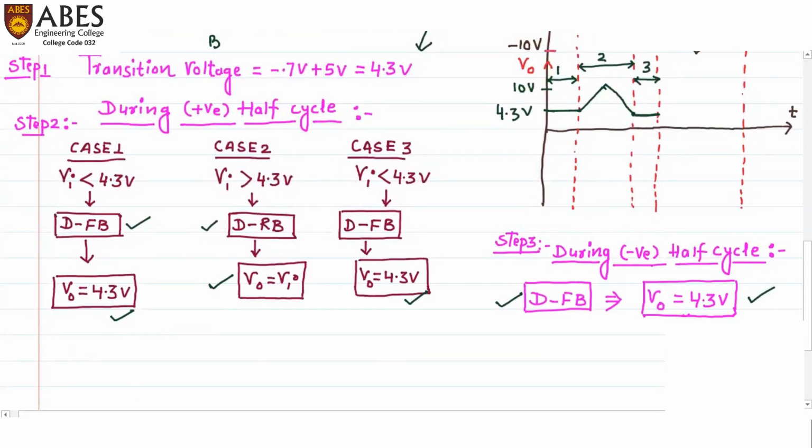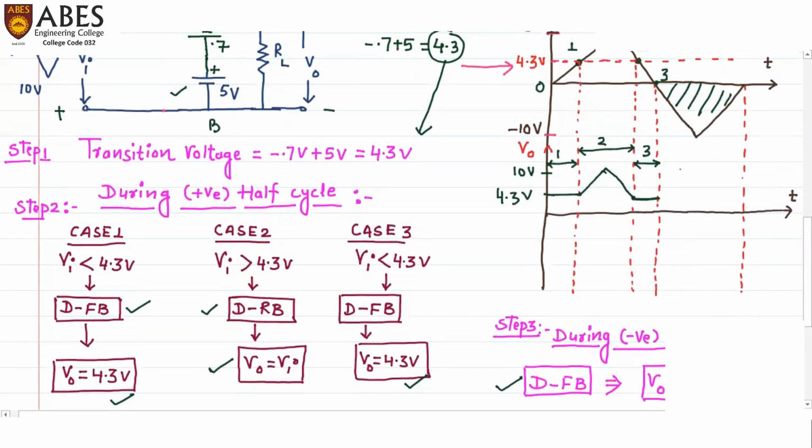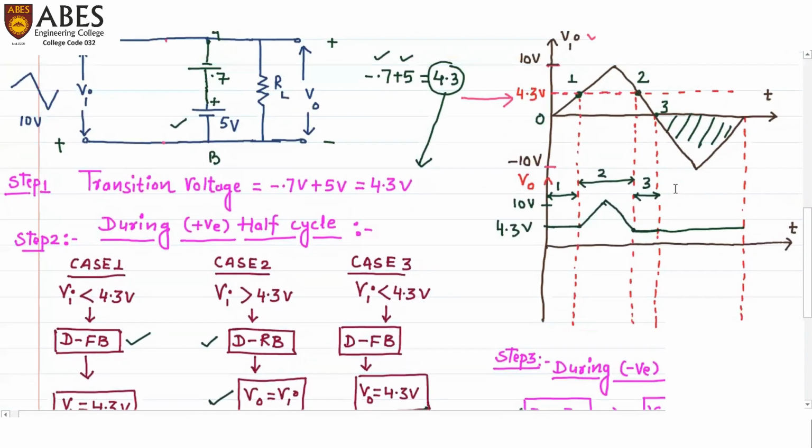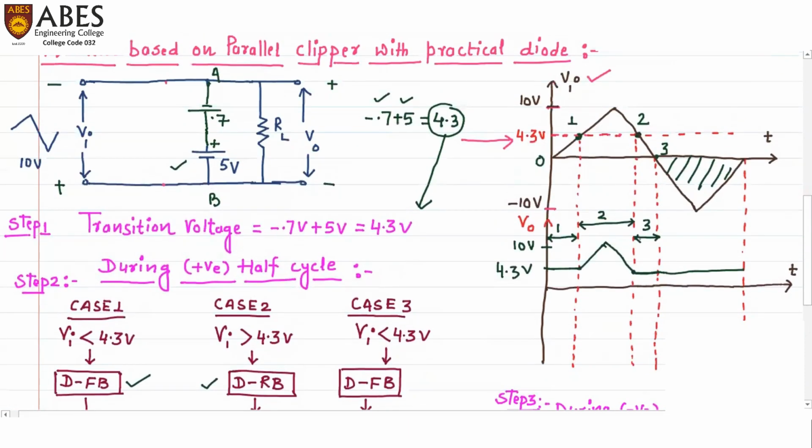So we need to draw this output voltage. During the complete negative half cycle, the output voltage is plus 4.3 volts. So this will be the output voltage. This is the output during the negative half cycle. So this is how we can calculate the output voltage of the given circuit, or draw or sketch the output voltage of the given parallel biased clipper with the practical diode. So this is all about the series parallel biased clipper.